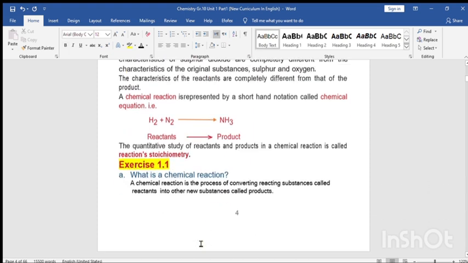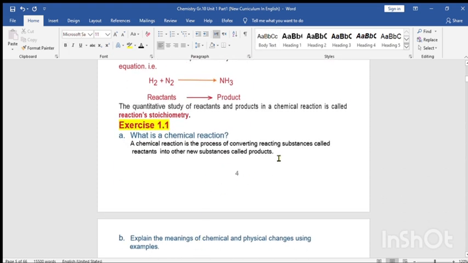When you come to exercise 1.1, these are just what is chemical reaction. This is what we discussed in the above discussion. Chemical reaction is the process of converting reacting substances to new other substances called products. And explain the meanings of chemical and physical changes using examples. Chemical changes, just the definition. The chemical changes or reactions are the reactions that convert existing or reacting substances into new other substances. We can mention so many examples.